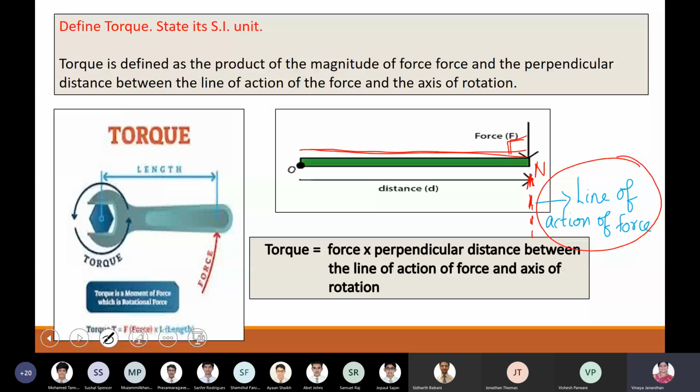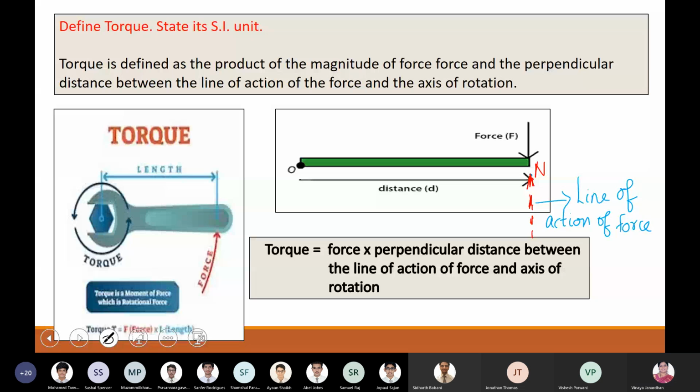So the distance ON, which is the perpendicular distance between the line of action of force and the axis of rotation, measures your torque. How far you have applied the force matters. At which point you are applying the force, that matters. Torque is equal to force into the perpendicular distance from the line of action of force. Because I think you need the diagram also.